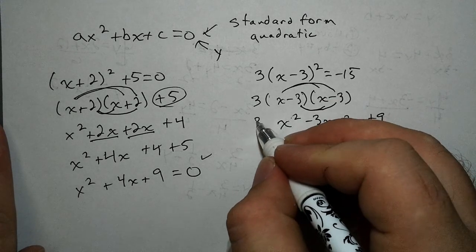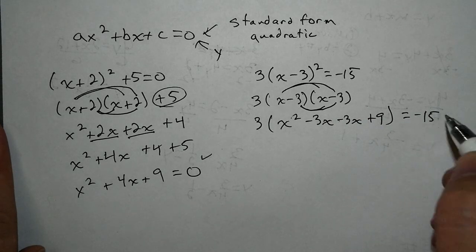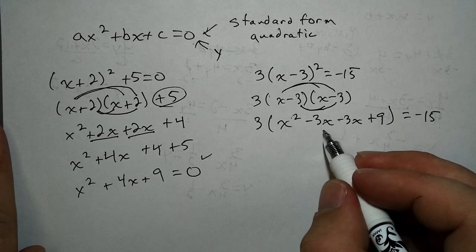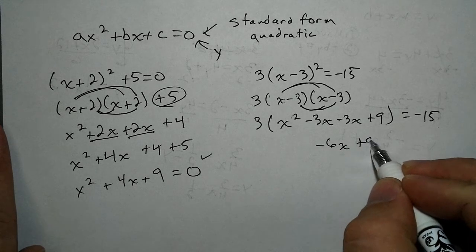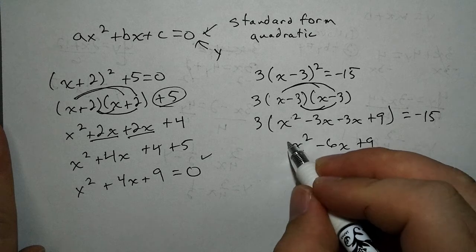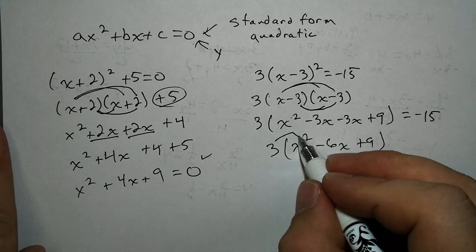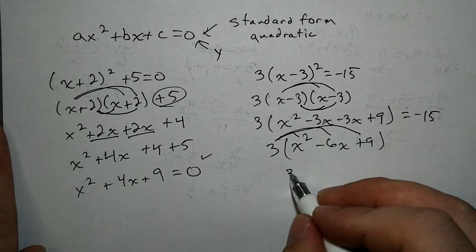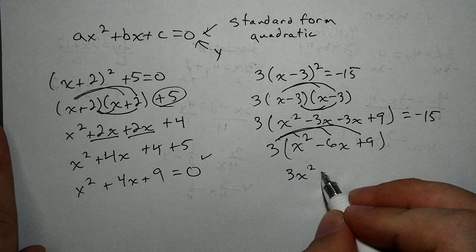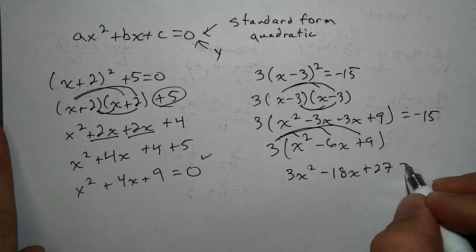I still have all of this being multiplied by 3, and I still have a negative 15 on the other side. Combine your like terms. Negative 3 and negative 3 is negative 6. Now we need to multiply this by 3, so distribute. 3 times x squared, 3 times negative 6, 3 times 9. So it's 3x squared minus 18x plus 27.